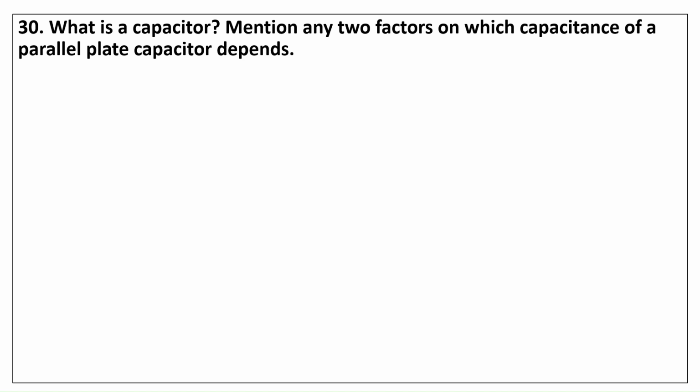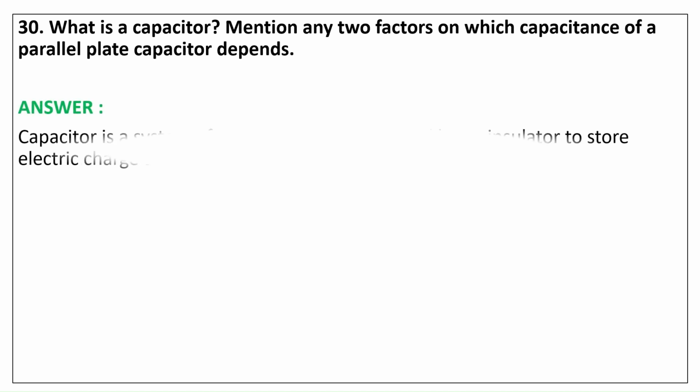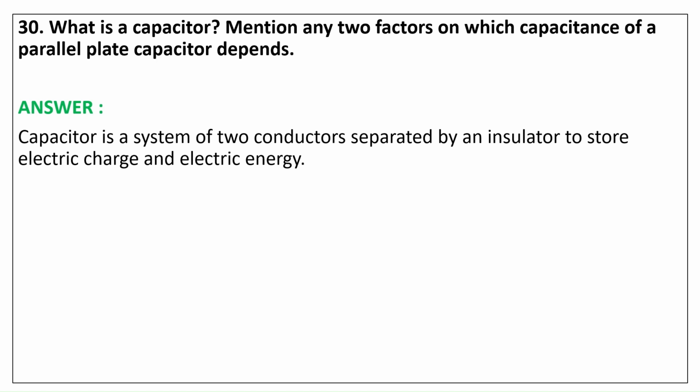Next. 30. What is a capacitor? Mention any two factors on which capacitance of a parallel plate capacitor depends. Answer. Capacitor is a system of two conductors separated by an insulator to store electric charge and electric energy.